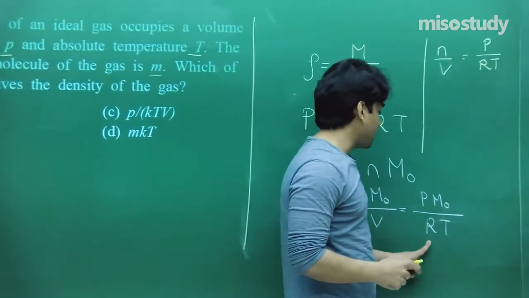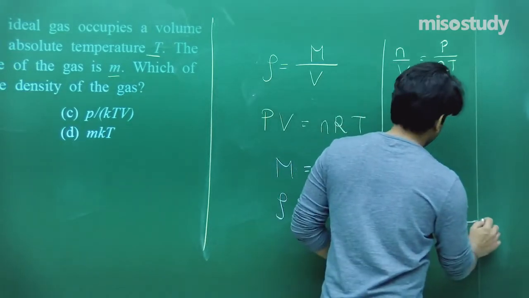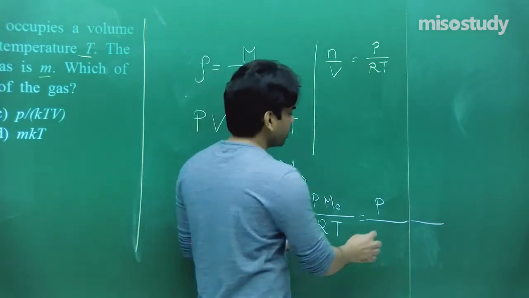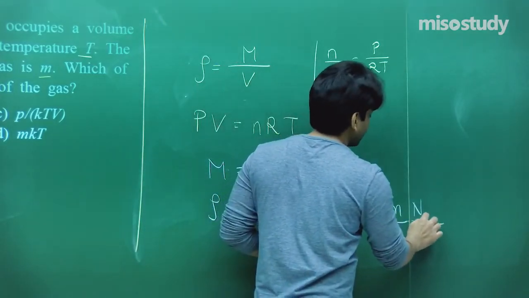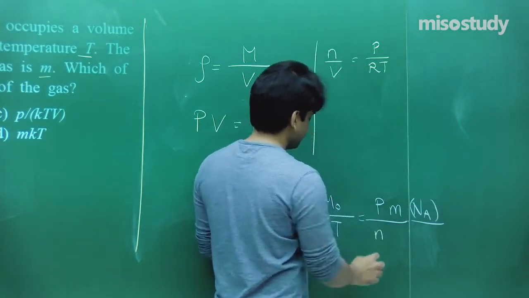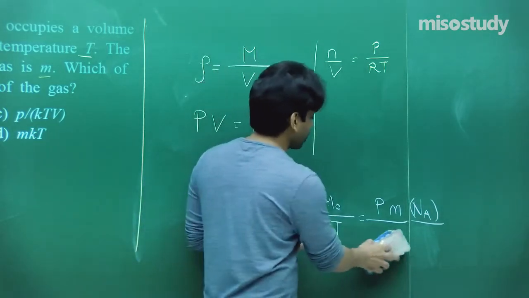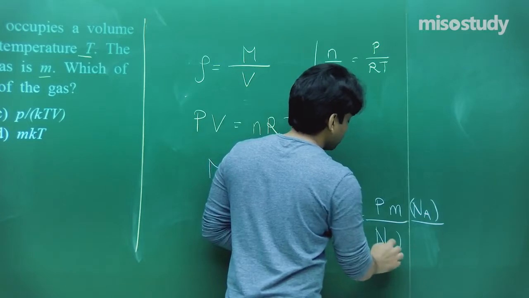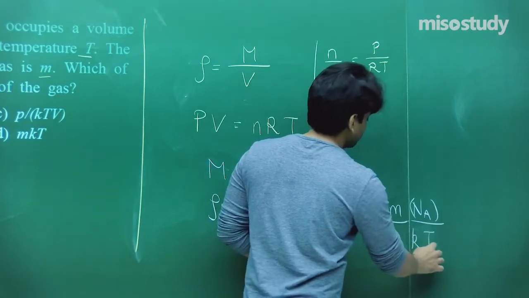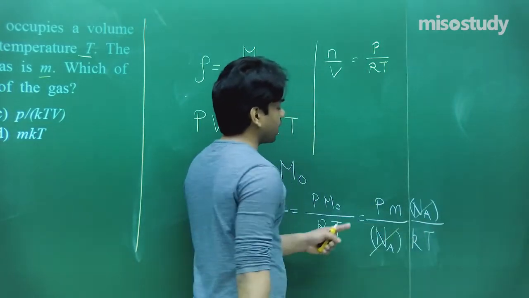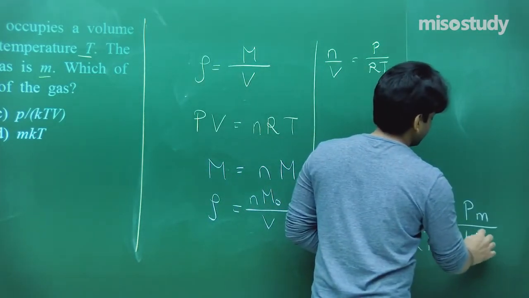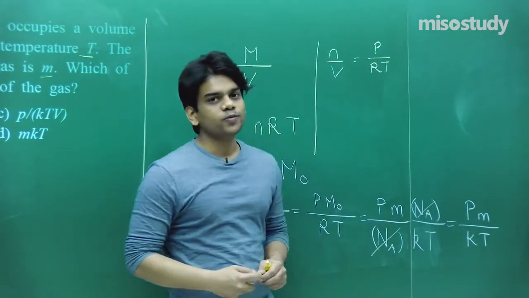What we are going to do, we can replace R as, you see here, keep pressure as it is. Molecular weight can be written as mass of one molecule into Avogadro number Na, where Na is the Avogadro number. R can be written as Na into K, that is Avogadro number into Boltzmann constant K, and then let me put here T. So clearly Na will be cancelled out, we will be having Pm by KT. Pm by KT, this will be the value of the density of the gas.